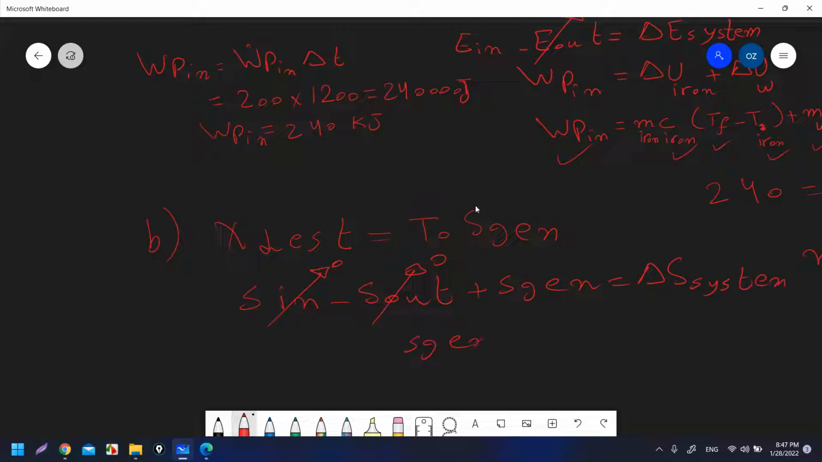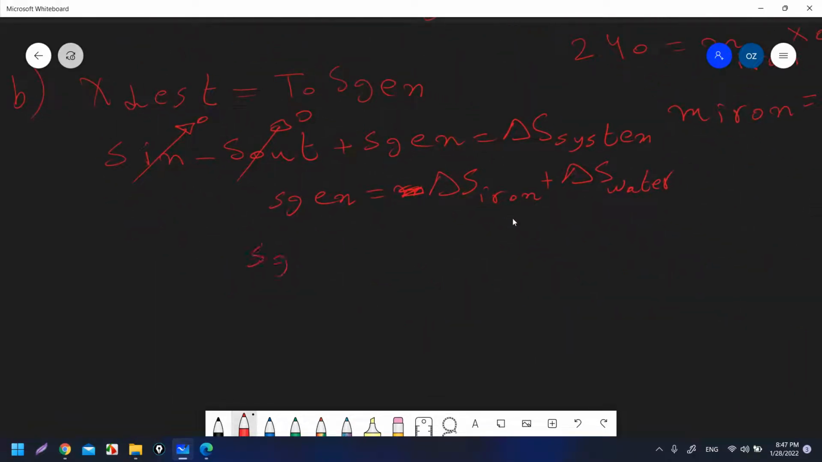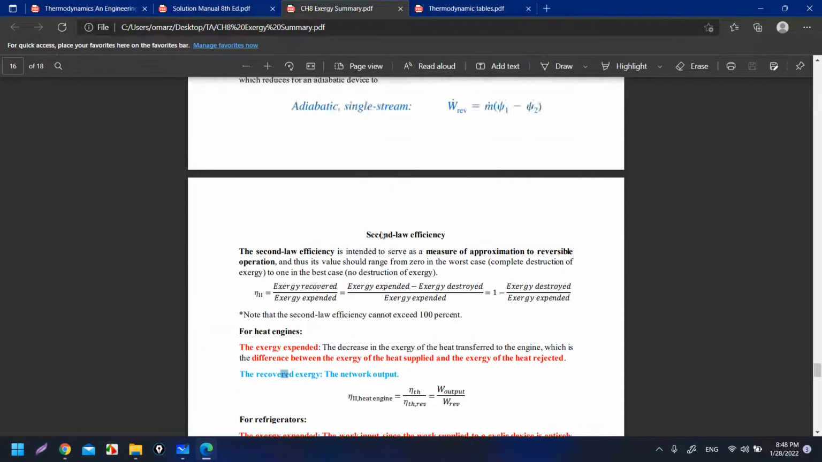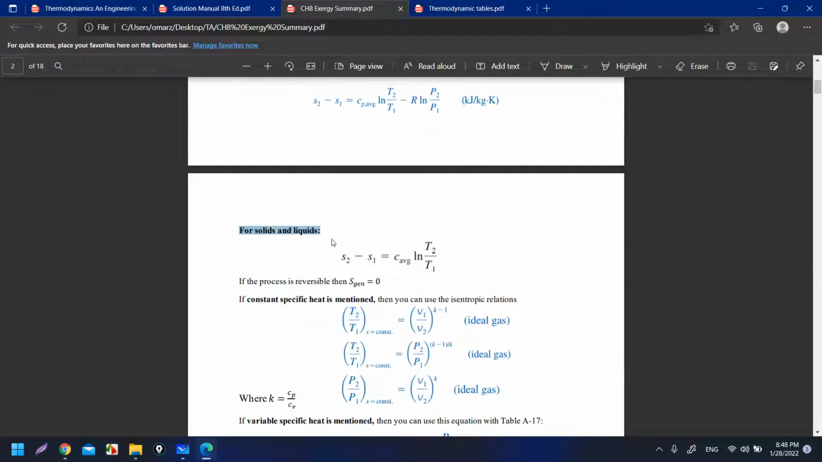So S generation is equal to delta S system. We have iron and water, so it is delta S iron plus delta S water. We can write it per unit mass, meaning M iron times S2 minus S1 for iron plus M water times S2 minus S1 for water. Okay, we assume that it is a liquid or solid. For liquids and solids, we use this equation: S2 minus S1 is directly equal to C ln T2 over T1.